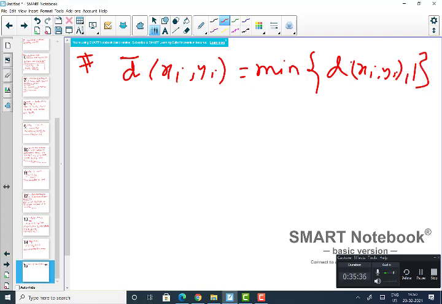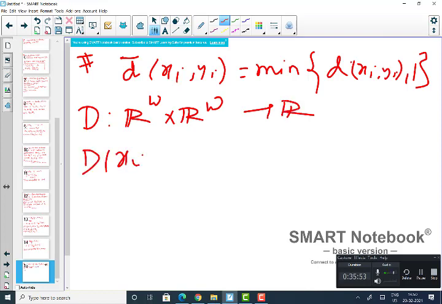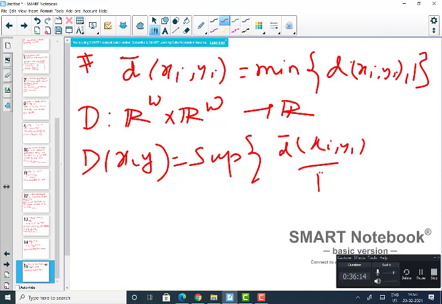Now with the help of this, let me define a map capital D from R omega cross R omega to R. And what is the map? D of x, y is the supremum of d bar of x i, y i divided by i. Last time I defined the supremum of d bar of x alpha; here I am defining the supremum of d bar of x i, y i by i, and this i is inside the natural numbers, because R omega is R to the natural numbers, right? Obviously you can prove that this is a metric. First we will prove that, and this metric will induce the product topology on R omega.